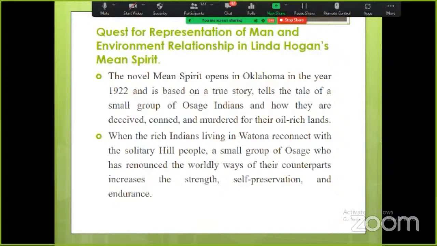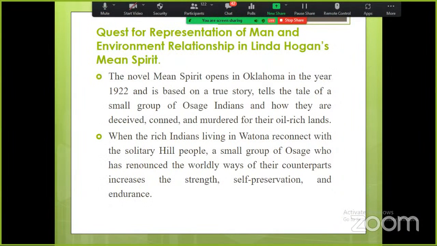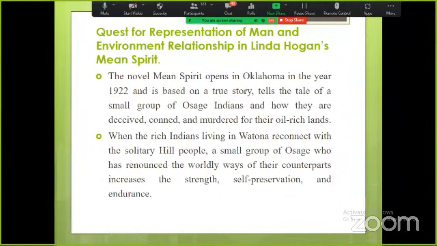Representation of the man and environment relationship in Linda Hogan's Mean Spirit. The novel opens in Oklahoma in the year 1922 and is based on a true story. It tells the tale of a small group of Osage Indians and how they are deceived, conned, and murdered for their oil-rich lands. When the rich Indians living in Watona reconnect with the solitary hill people, a small group of Osage who have renounced the worldly ways of their counterparts, it increases their strength, self-preservation, and endurance.